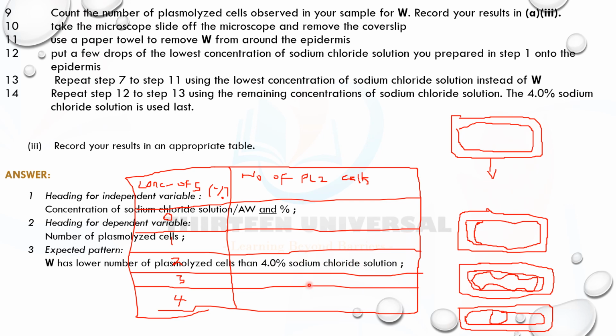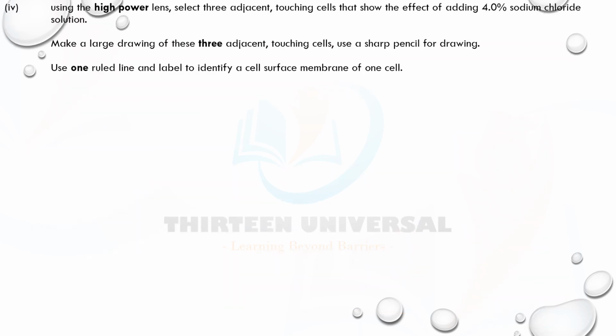Okay. All right. So that means that the lower the concentration, the lower the number of plasmolyzed cells. Okay, 3 marks. Using the high power lens, select 3 adjacent touching cells that show the effect of adding 4.0% sodium chloride solution. Make a large drawing of these 3 adjacent touching cells using a sharp pencil for drawing.